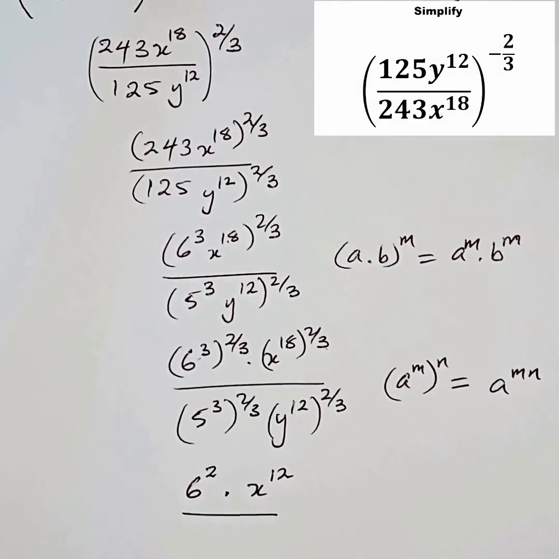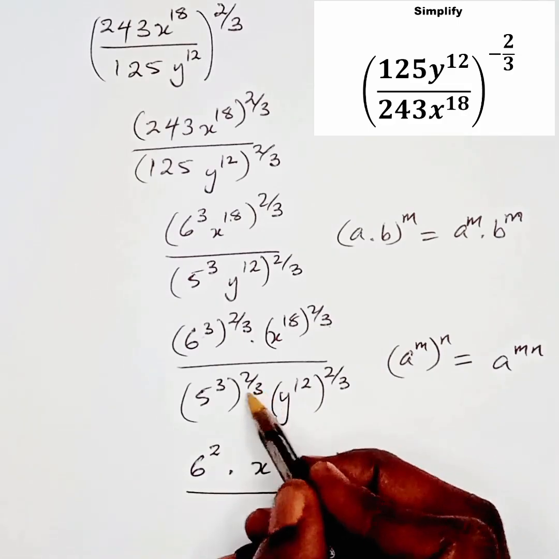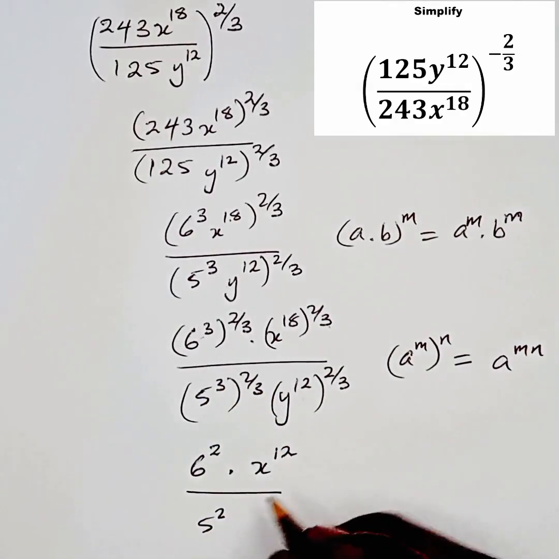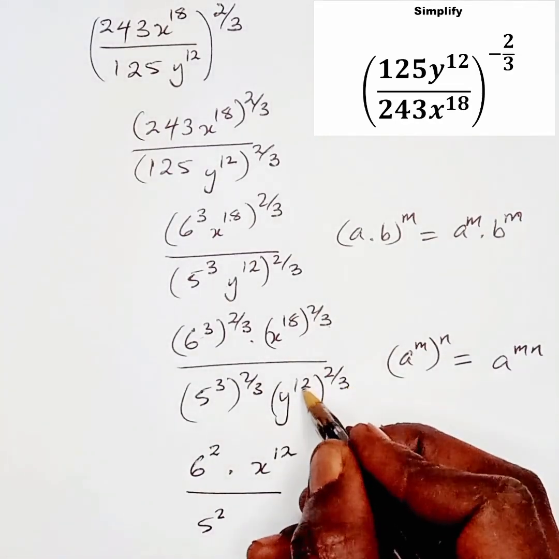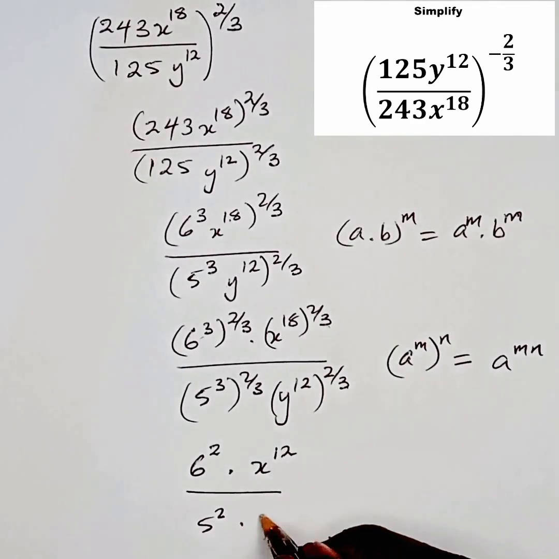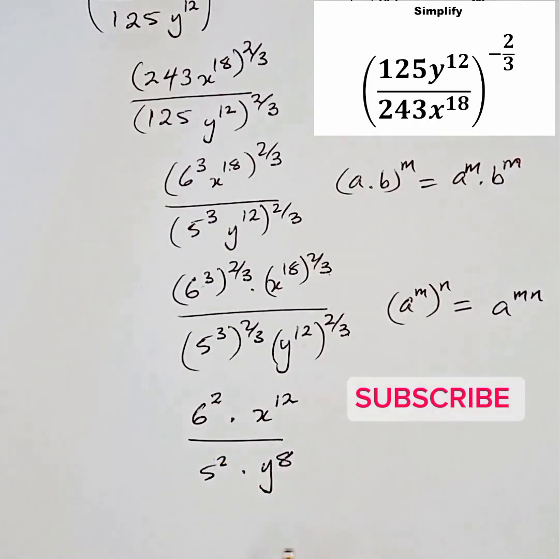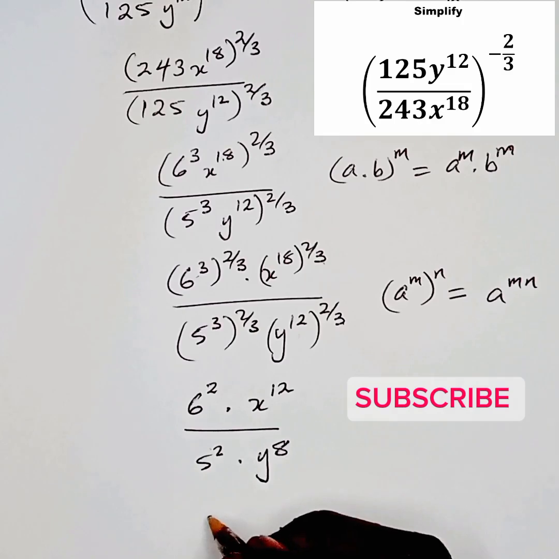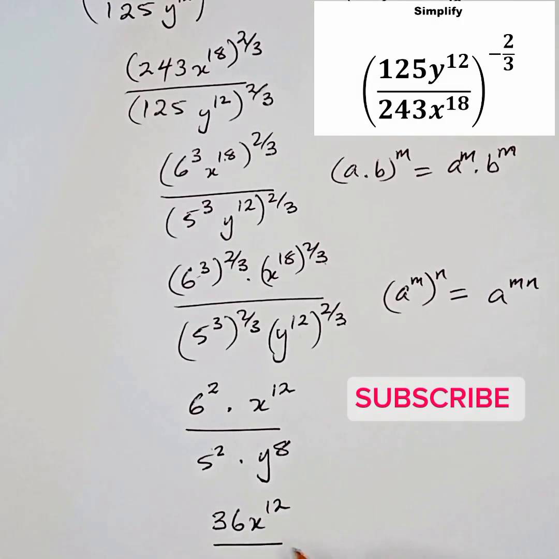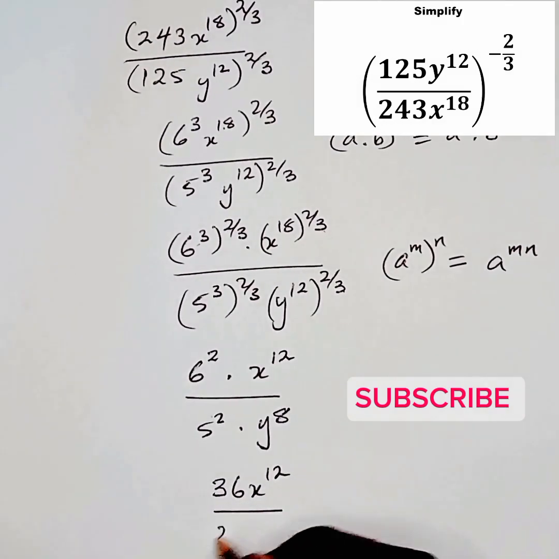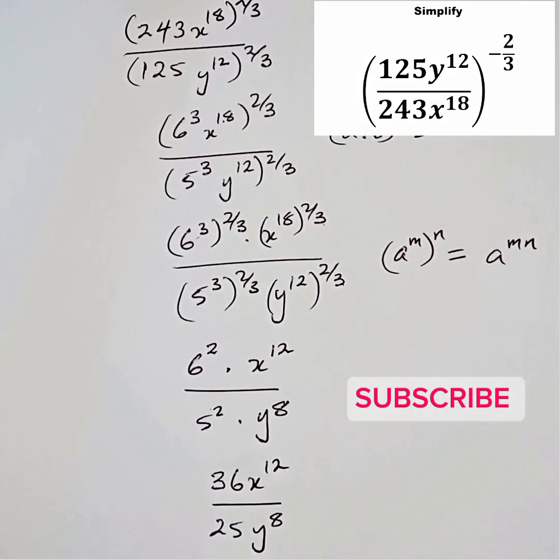That's divided by, we do the same thing down there. 3 times 2/3, this 3 cancels, you've got 5 squared. And then on this one, you have 3 into 12, that's 4 times 2, that's 8. So we have y to the power of 8. And now we can just simplify these numbers here. We are going to have our answer is 36x^12 divided by 25y^8. We've come to the end of this session.